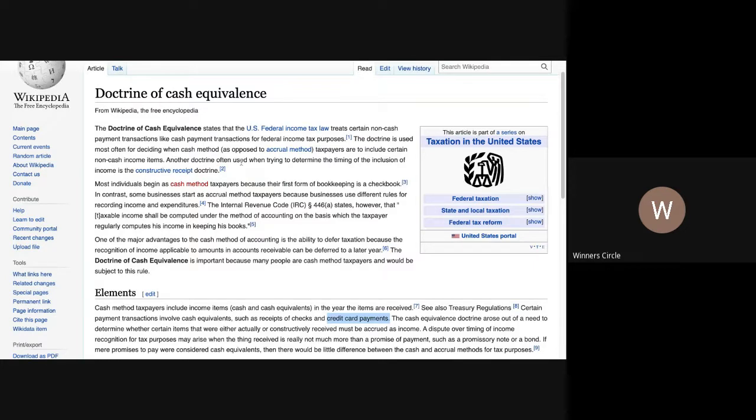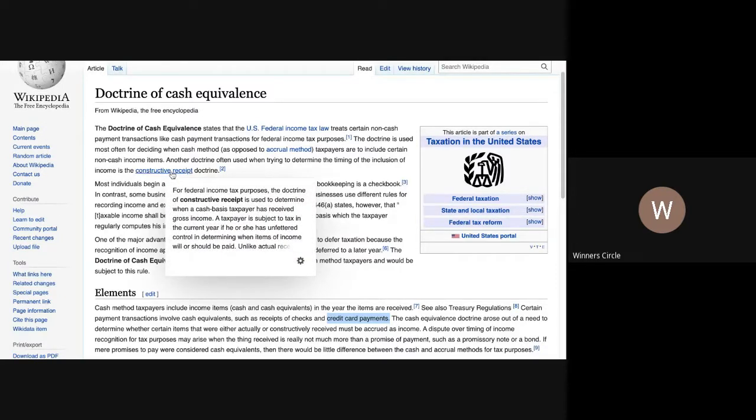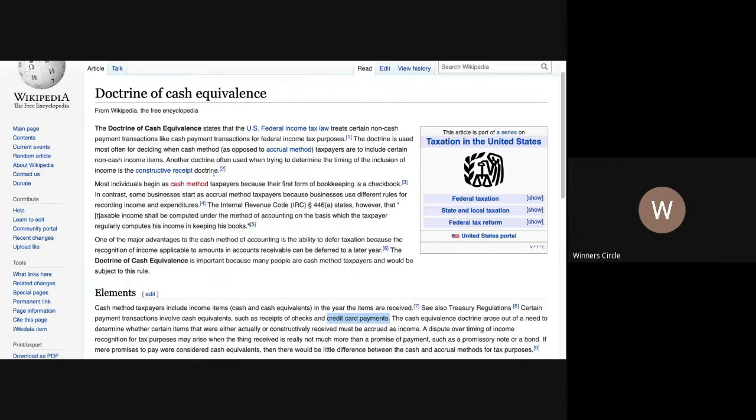Another doctrine often used when trying to determine the timing of the inclusion of income is the constructive receipt doctrine. Now, if people remember back in the days, I told you what a constructive receipt is. I'll go over it again. For federal income tax purposes, the doctrine of constructive receipt is used to determine when a cash basis taxpayer has received gross income. A taxpayer is subject to tax in the current year if he or she has unfettered control in determining when items of income will or should be paid. Okay, so I'm not going to go into that too deep.